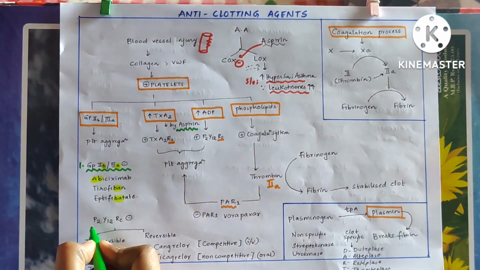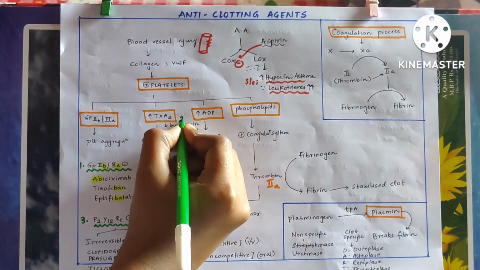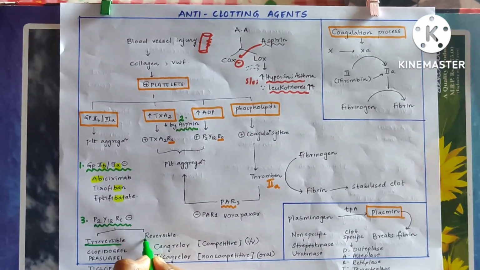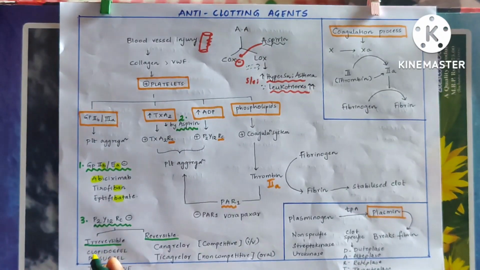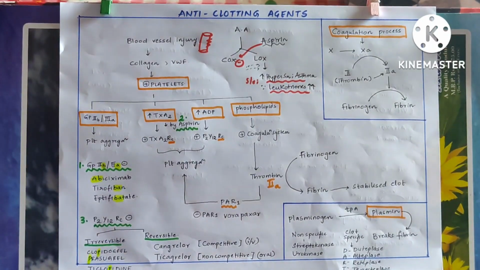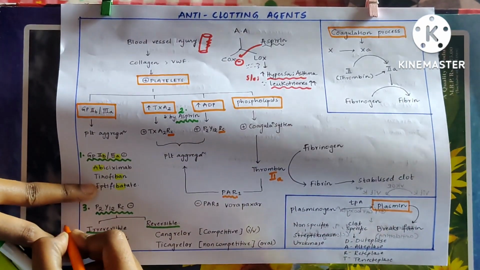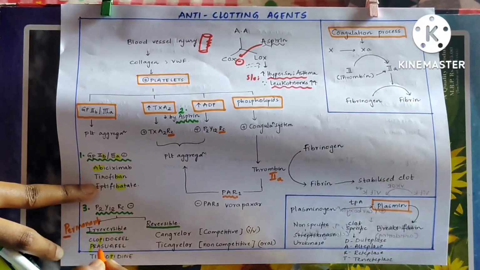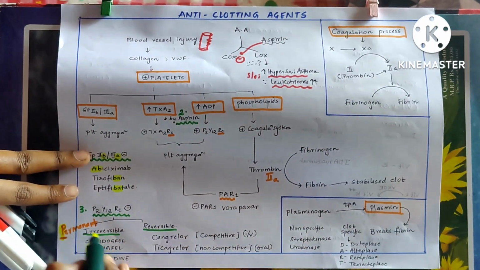Now coming to the third one, that is P2Y12 receptor agents. So there are few agents which block P2Y12 receptors. In that also they are irreversible and reversible. So coming to irreversible ones, irreversible means something which is for long term, something which is permanent. So all the drugs have P letter in it: clopidogrel, prasugrel, ticlopidine. So P letter is there because irreversible is permanent. When you compare it with the reversible ones, there is no P letter in the reversible drugs. Cangrelor and ticagrelor are not having P in them.